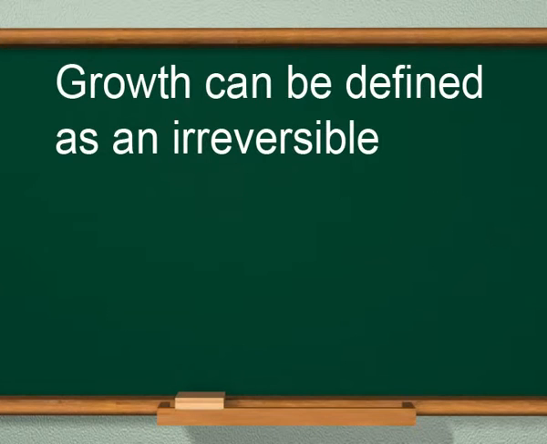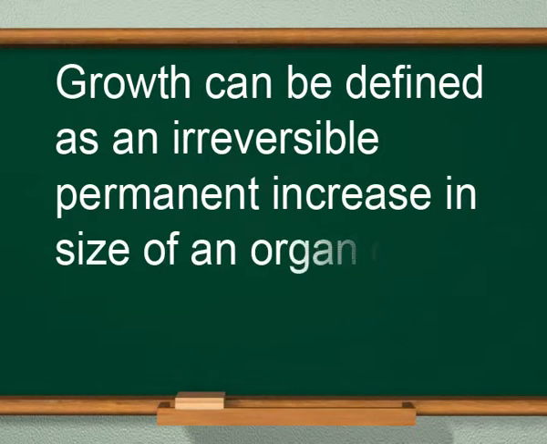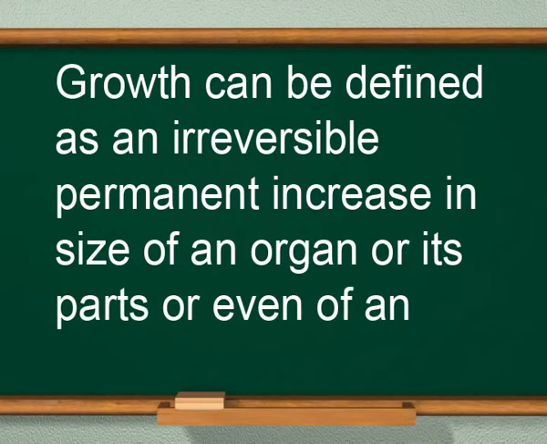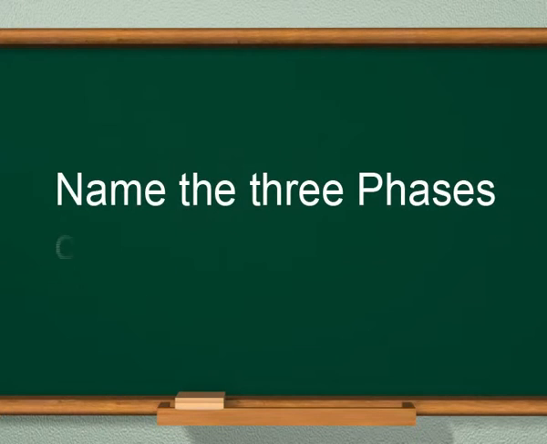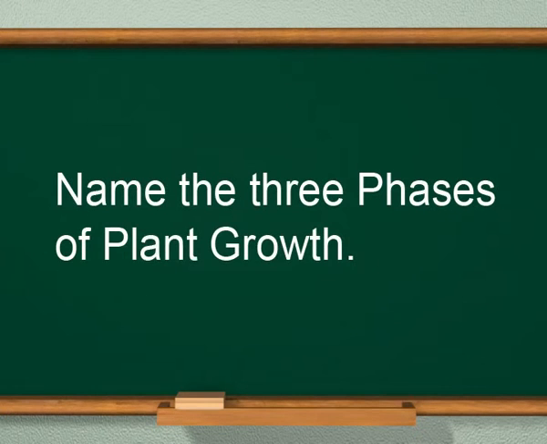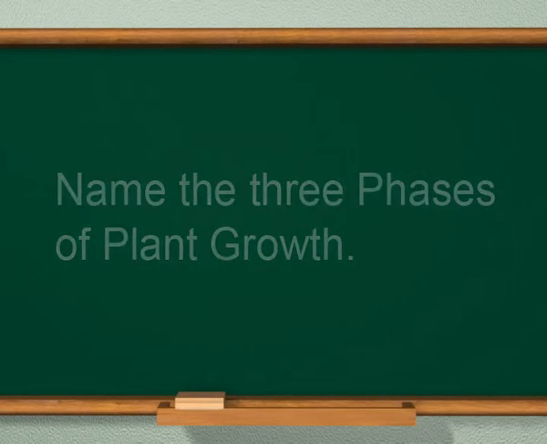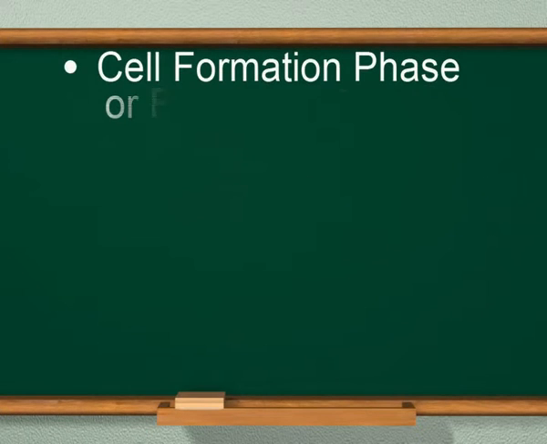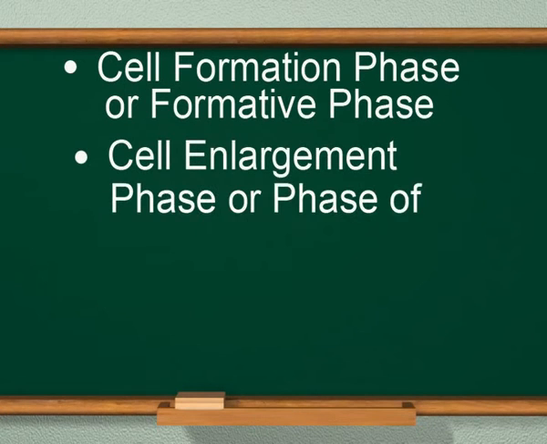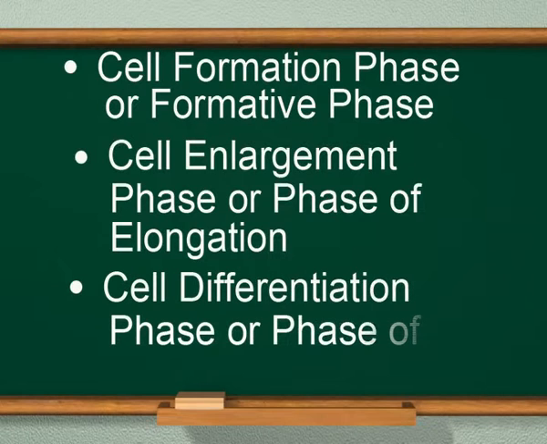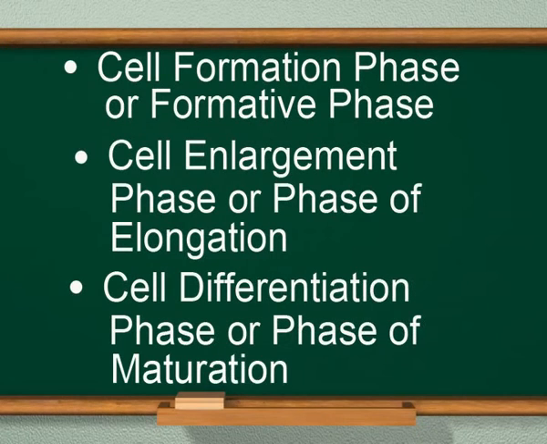The answer is, growth can be defined as an irreversible permanent increase in size of an organ or its parts or even of an individual cell. The next question is, name the three phases of plant growth. Answer: the three phases are cell formation phase or formative phase, cell enlargement phase or phase of elongation, cell differentiation phase or phase of maturation.